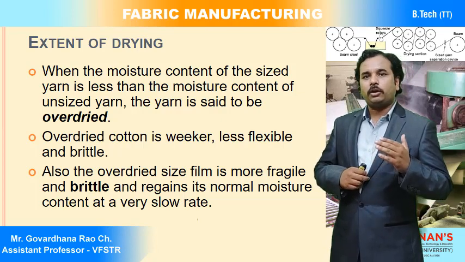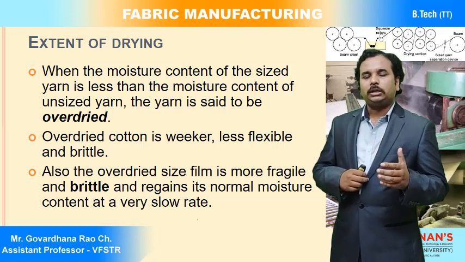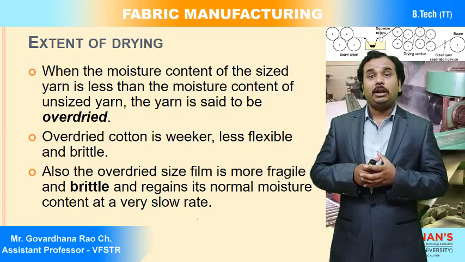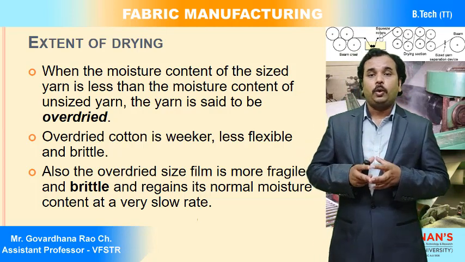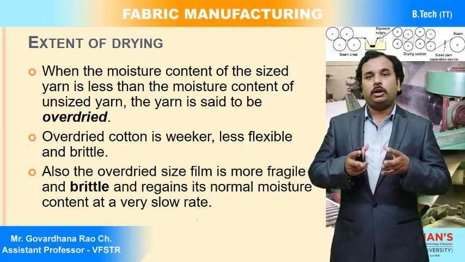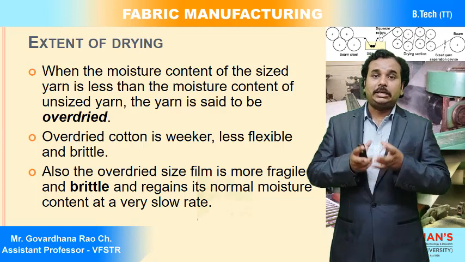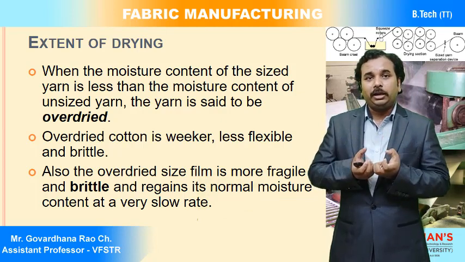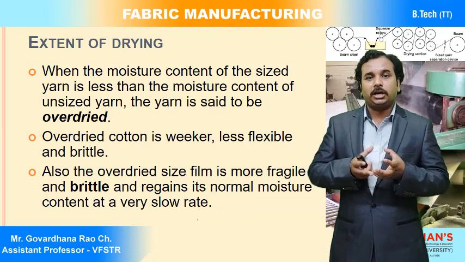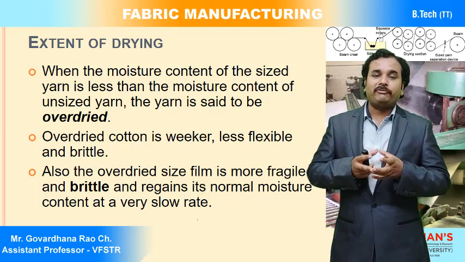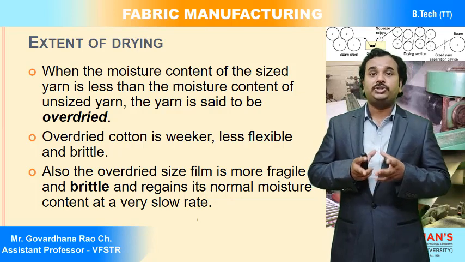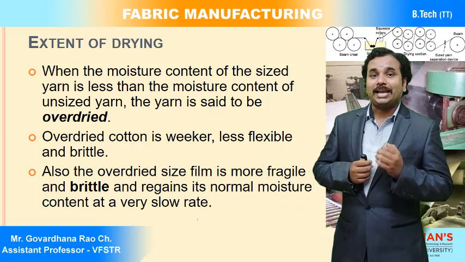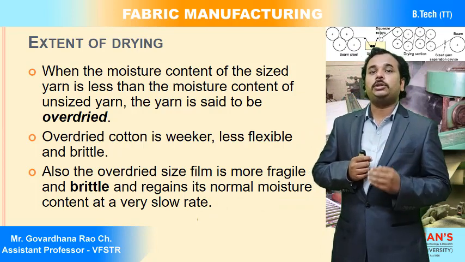Over dried cotton yarns or warp sheet is weaker and less flexible and it becomes brittle. If over drying has occurred, the yarn becomes very brittle and it becomes weaker. The flexibility of the yarn is also going to change, because we are applying the size paste or size ingredients onto the yarn.